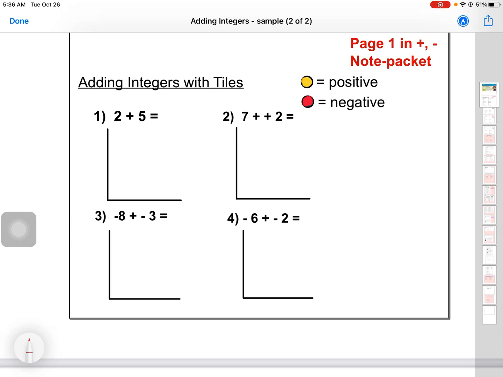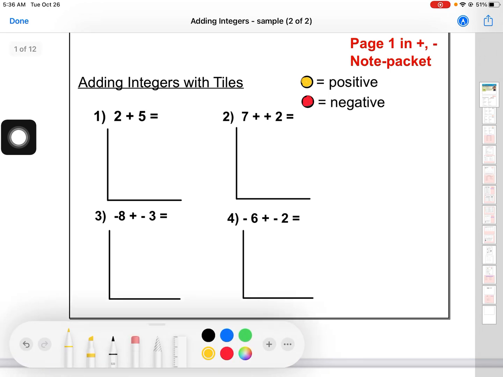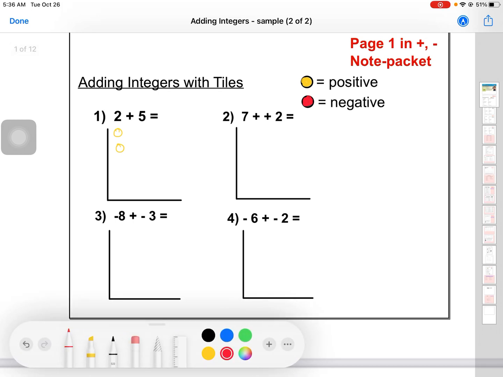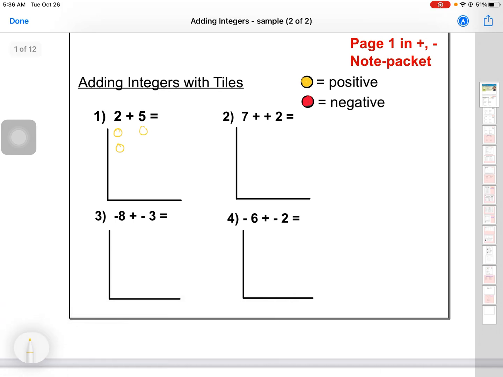These problems can be found in the integer note packet, so make sure that you have that open to complete with us. So if we start with the basics of what you did when you were younger, you have 2 plus 5. And if we look at the integers, they're named by the sign in front of them. So the 2 would be represented by 2 yellow chips. And the 5 would also be represented by yellow chips because they are both positive.